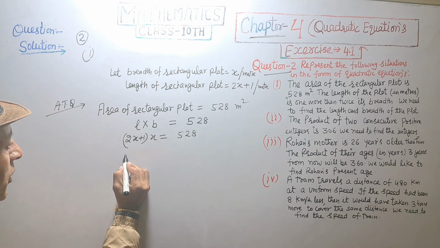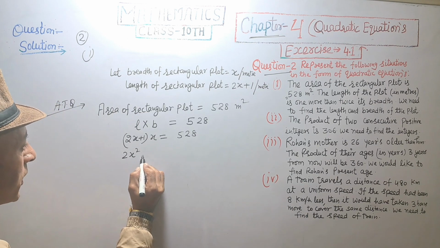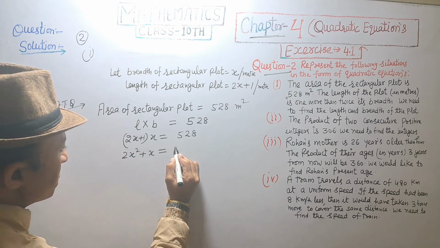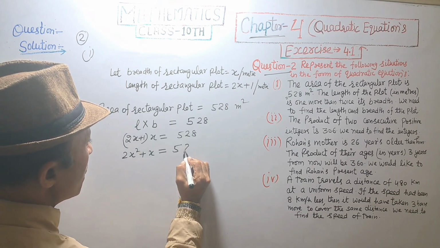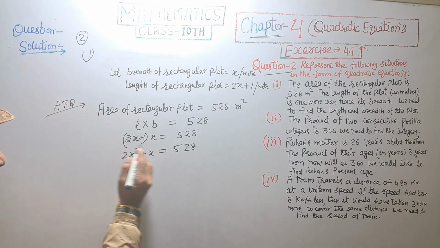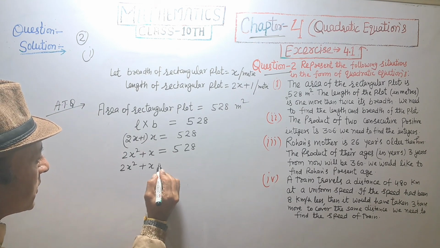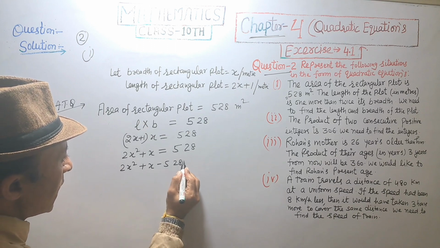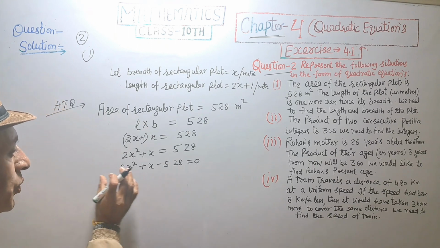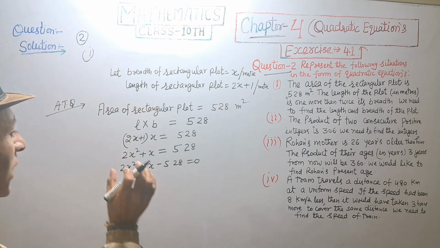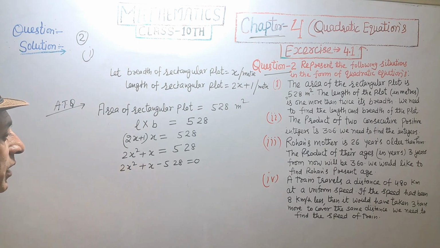x multiplied by 2x is 2x square, plus x, equal to 528. So 2x square plus x minus 528 is equal to 0. It's a quadratic equation, and we find the length and breadth.